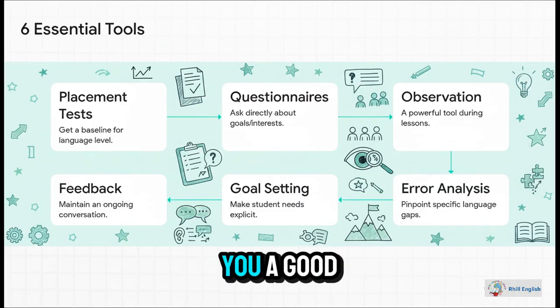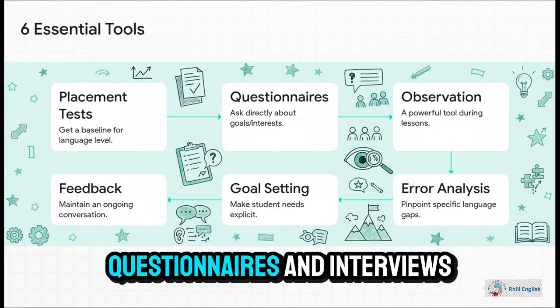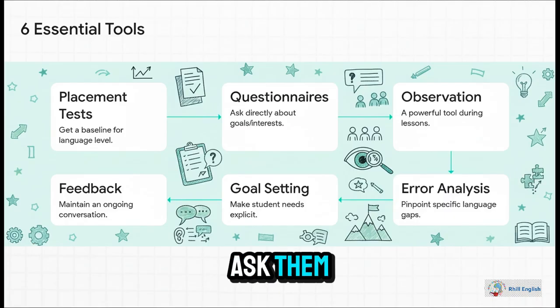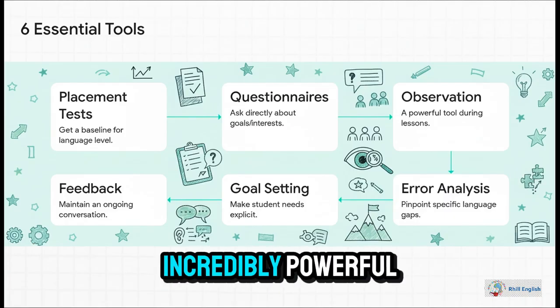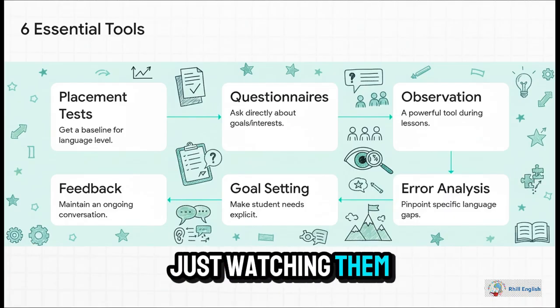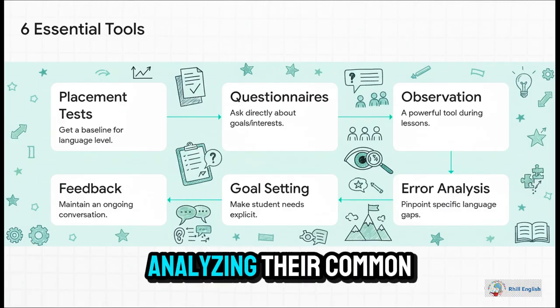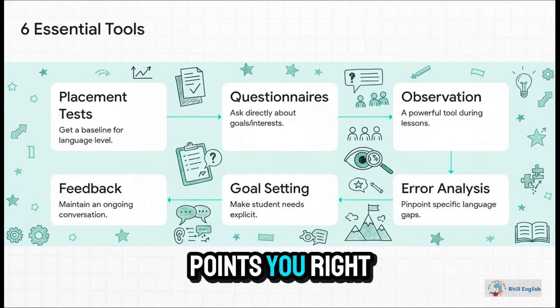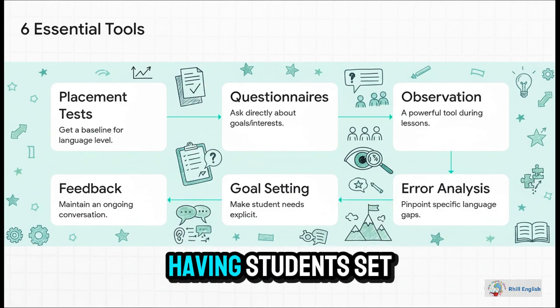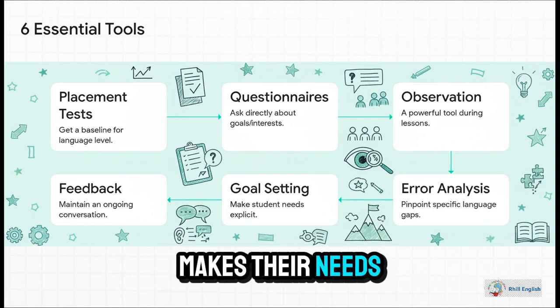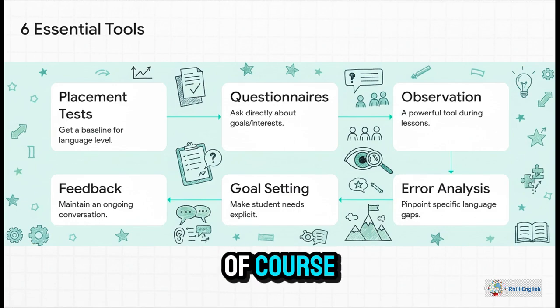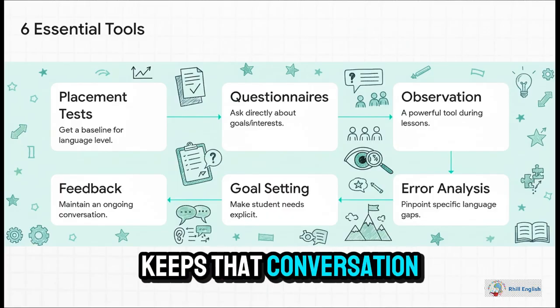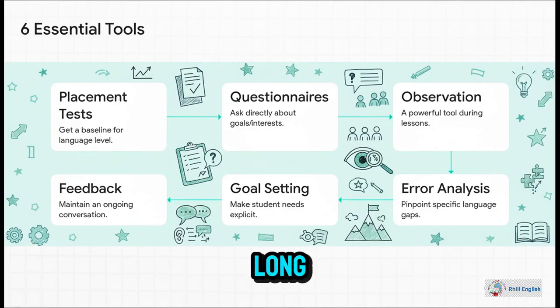Placement tests give you a good baseline. Questionnaires and interviews let you just ask them. Classroom observation is incredibly powerful. Just watching them work tells you so much. Analyzing their common mistakes points you right to the language gaps. Having students set their own goals makes their needs crystal clear. And of course, continuous feedback keeps that conversation going all semester long.